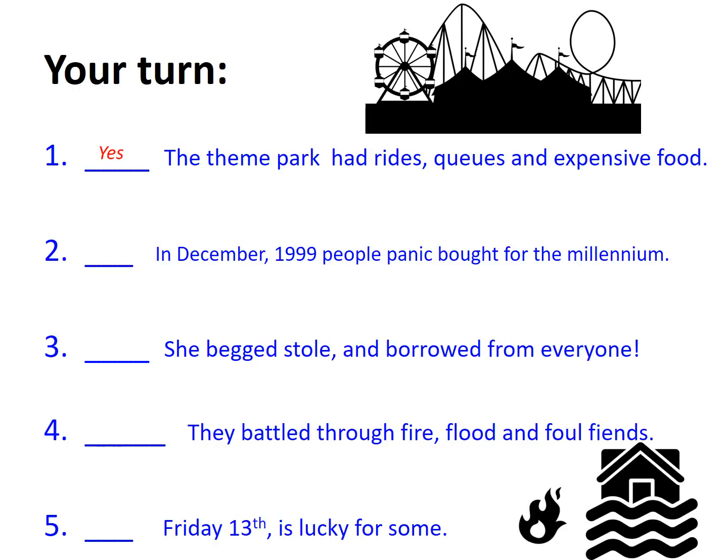Let's take sentence number 2. In December, 1999, people panic bought for the millennium. There is a mistake in this sentence. We shouldn't split the month from the year with the comma. It should read, in December 1999, people panic bought for the millennium, with no comma, though I could understand the logic of placing a comma after 1999.